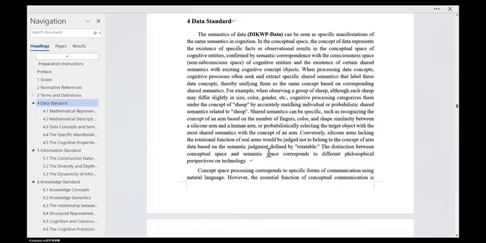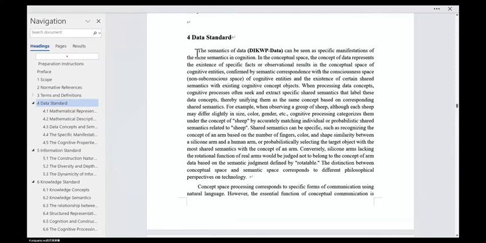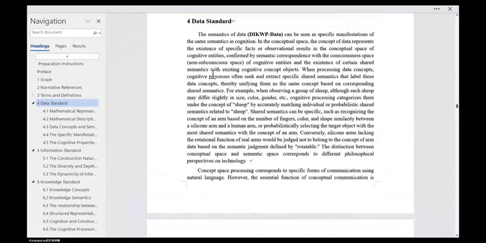So now let's begin. The data standards, the information standards, and the knowledge standards have definitions in the previous meeting, so we can preview the definition. The first is data standards. The data standards is divided into 5 parts. Here is the introduction about data standard.